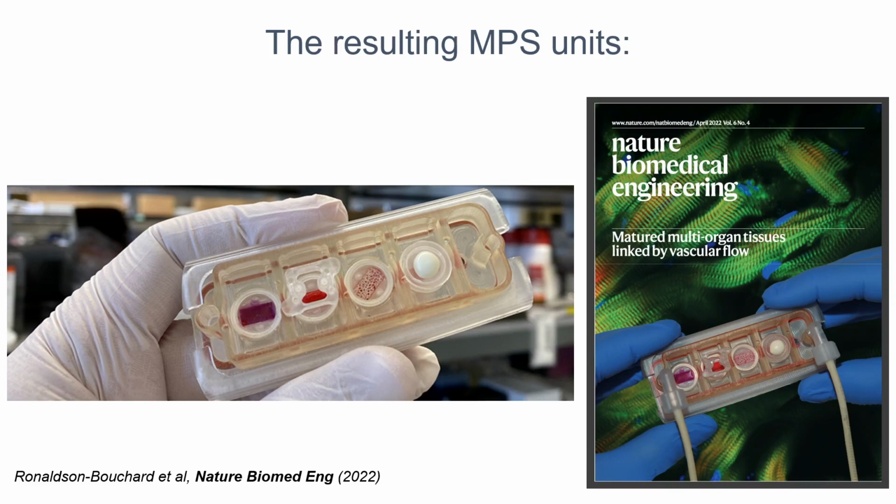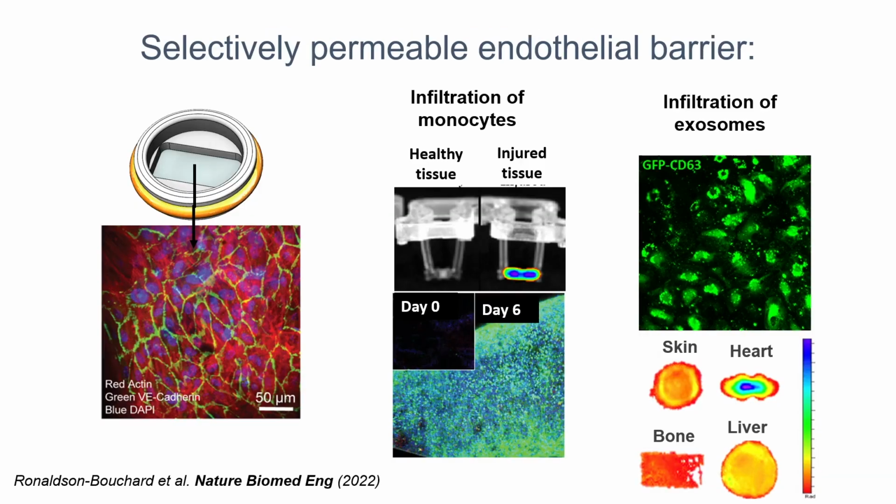This is how it looks for this particular case. So you see these 4 tissues here, 1, 2, 3, 4, and this 5th compartment is for the vascular, for the endothelial cell medium, which is our perfusate. As I mentioned, the endothelium is selectively permeable. This is very important. This is how the endothelium looks.